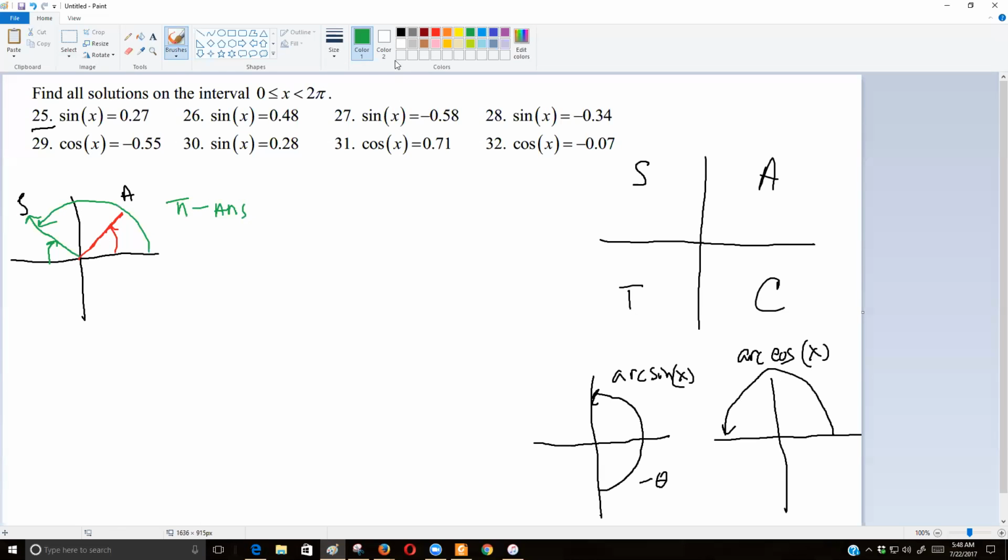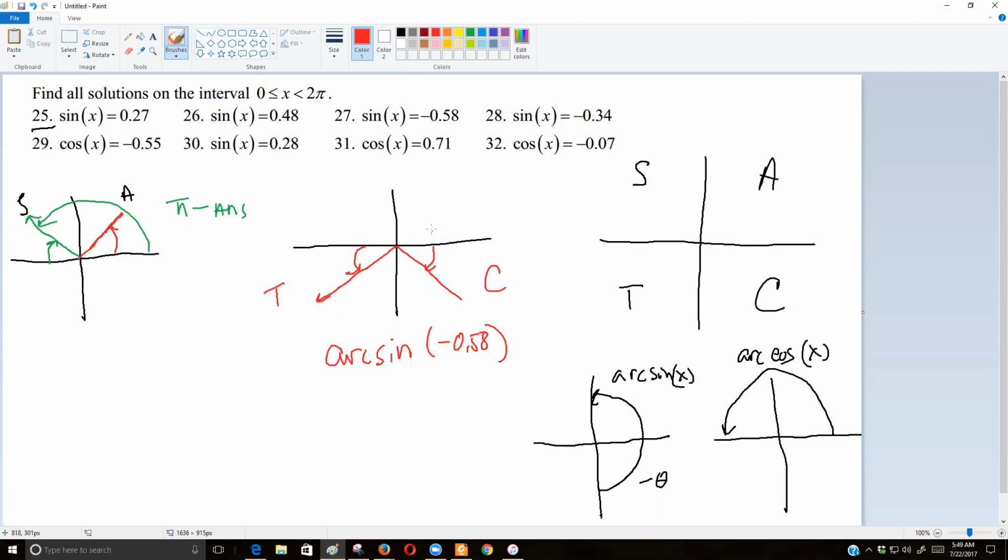What about something like 27, where the sine's negative? Well, let's see. I know sine is negative down here in quadrant four. It'll also be negative over here in quadrant three, because I know the only things that are positive down there are cosine and secant, and tangent and cotangent. So we know that's where sine falls, and it's negative. So then the other thing you got to worry about when you do arc sine of, what is it, negative 0.58, is I'm going to get a negative answer. My calculator is going to tell me some negative angle.